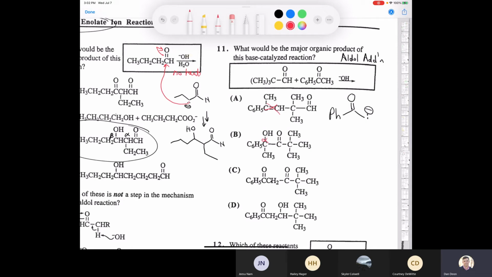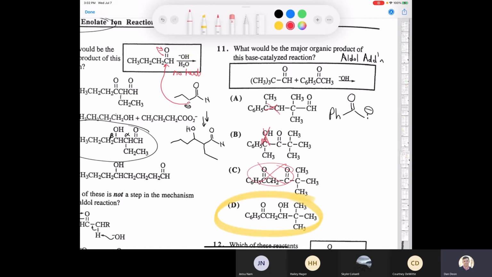Here you have your alpha that has the hydroxyl on it. That's not correct because it would have to be on the beta. You look over here, you got two carbonyls. That's not right. Here you have your alpha carbon and your beta carbon, which has a hydroxyl. So it's got to be D. I mean, you don't even have to draw a mechanism here. You just have to know a little bit about the chemistry.